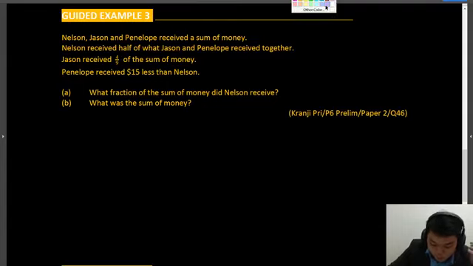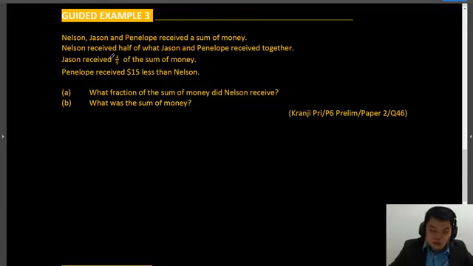Okay, so let's go on to something slightly more challenging. Although it's a P6 paper, don't just dismiss the question just because it's P6 and your child is in P5. Even if your child is in P5, because the topic is on ratio, it can still be solved with greater understanding. So this is what I'll emphasize on.